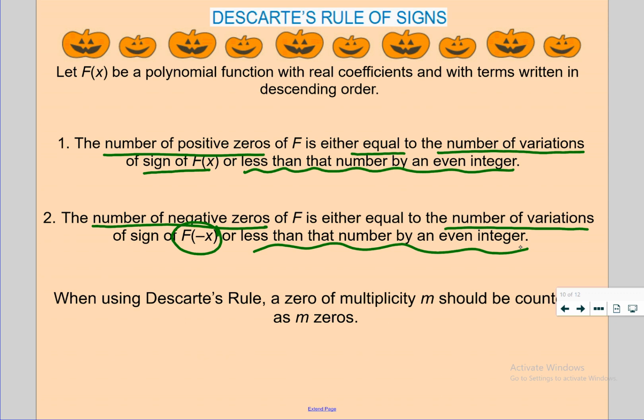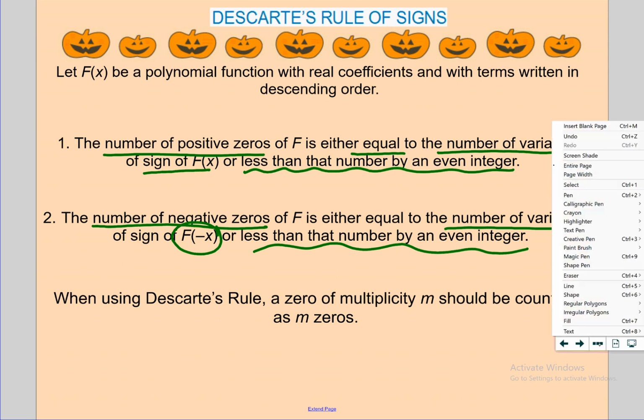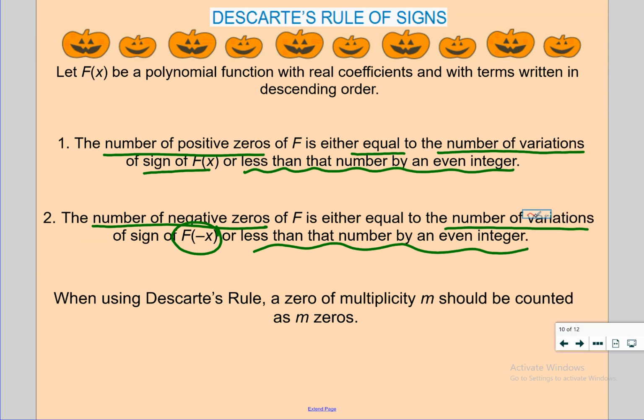Okay, so these problems will be really specific. You are not actually finding zeros. You are not solving for them. It's just how many could we have? And it's going to say directly in the instructions, use Descartes' rule of signs to find the number of positive zeros and the number of negative zeros. All right, we'll practice this on the next slide, and then we'll be done.